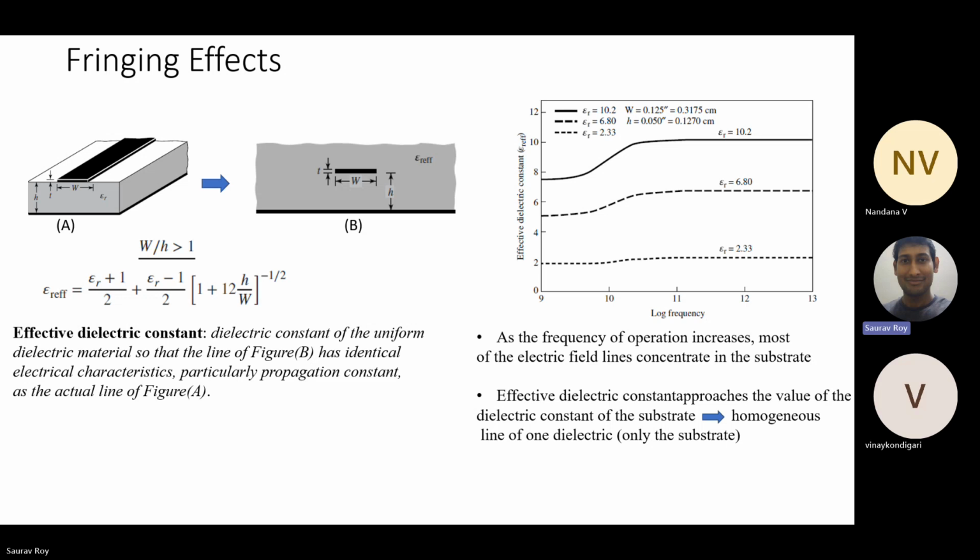In the first case, what happens? Some field lines go through the air and some through epsilon. If we have an effective medium where all the field lines do not go into air, and stay within a particular medium itself, that is what this epsilon r effective is. Is it understood? What is effective dielectric constant?